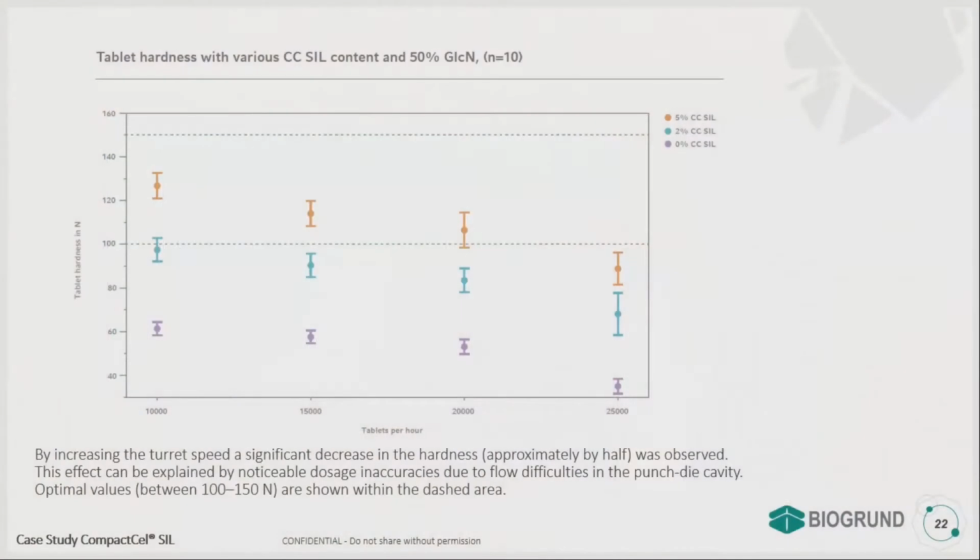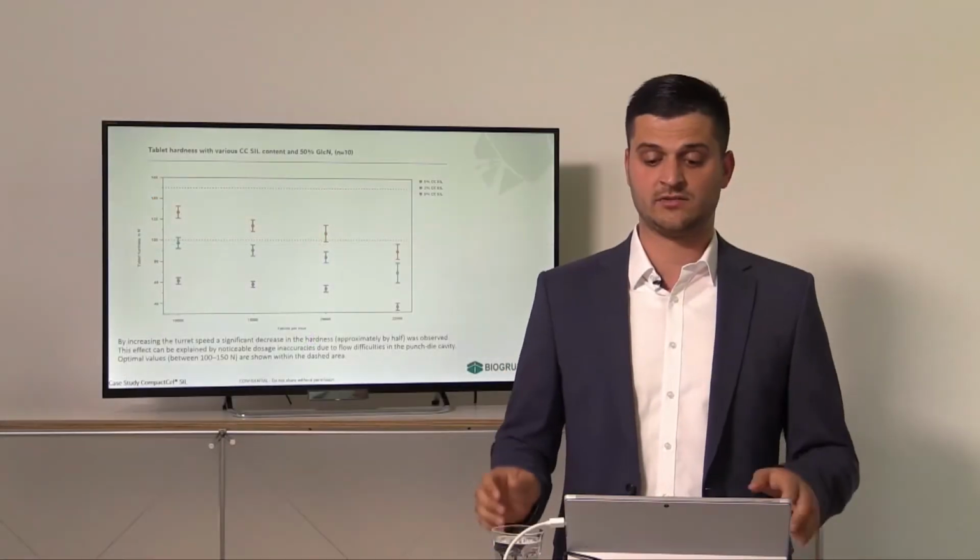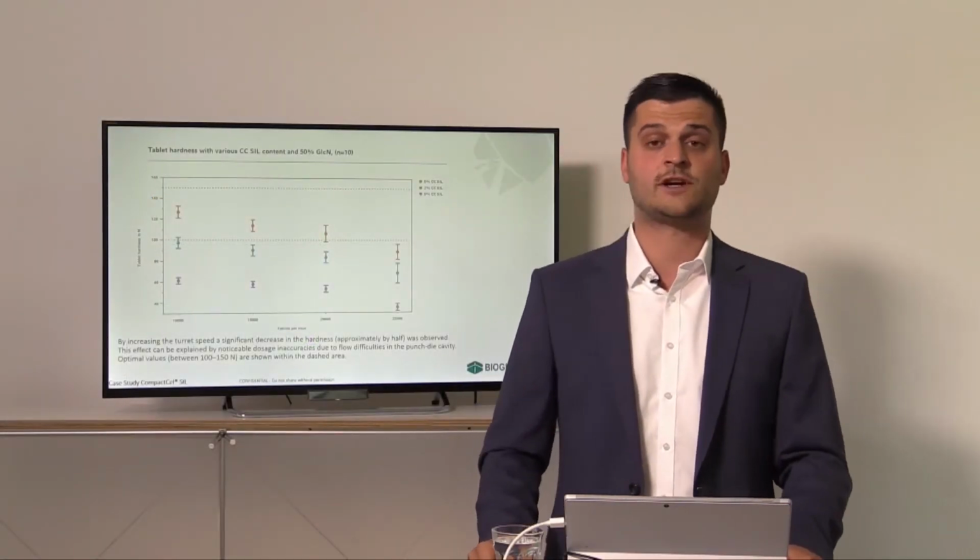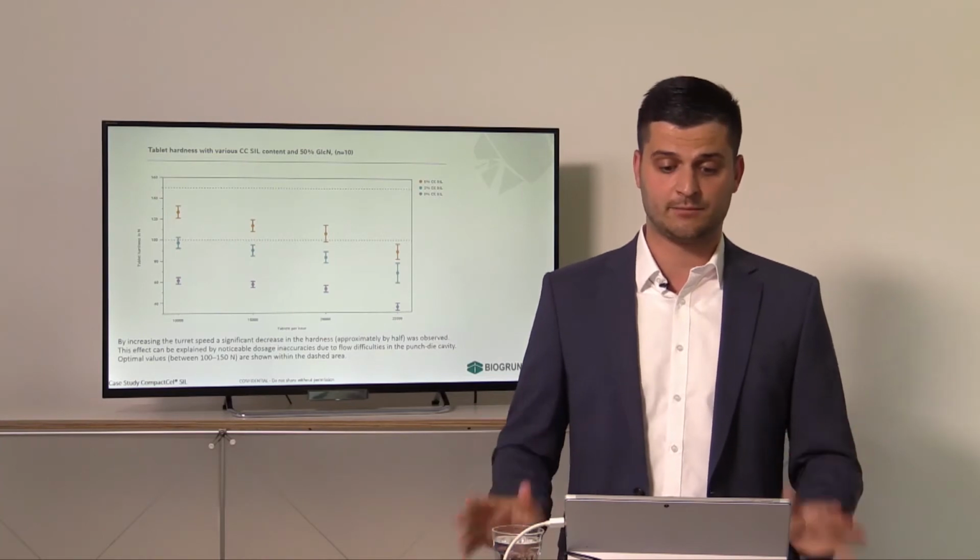Here on this graph is the hardness plotted against the turret speed. Increasing the turret speed results in a significant decrease of the hardness. This is explainable by dosage variation due to flow difficulties of the powder from the hopper into the dies. Good flowability is essential to develop a reproducible production process, so really, really important.